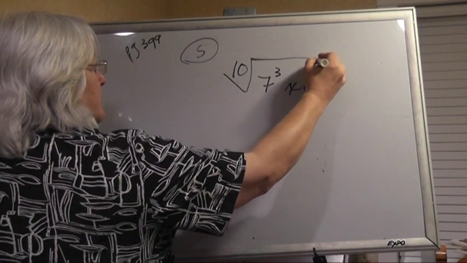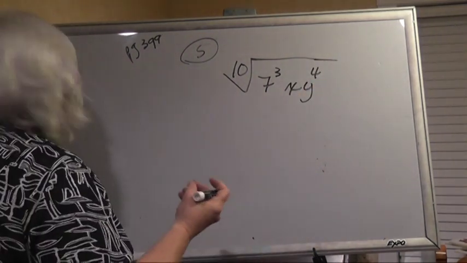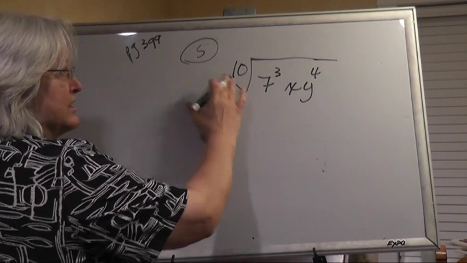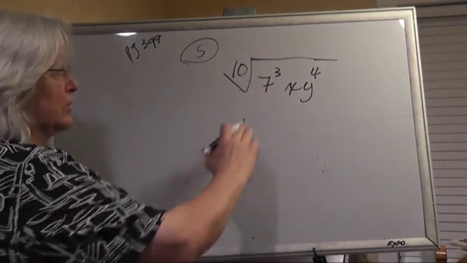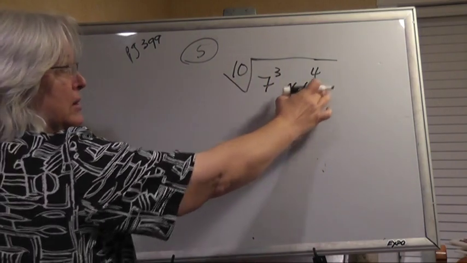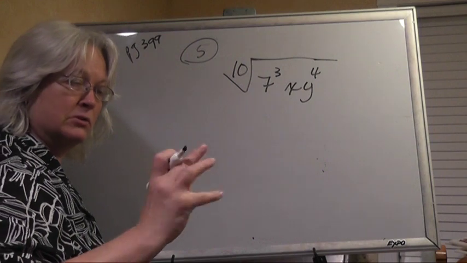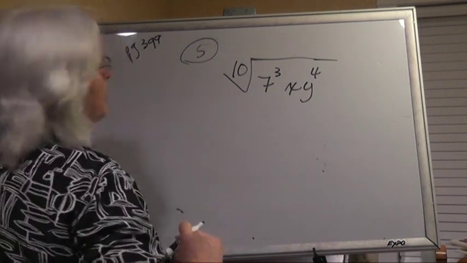They want you to write this using exponential form, which means instead of using this radical symbol, we're going to raise 7 to a power, x to a power, y to a power, and they're going to be, in this case, fractional or rational form.